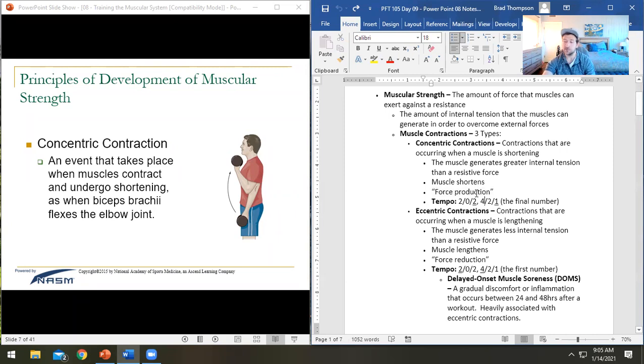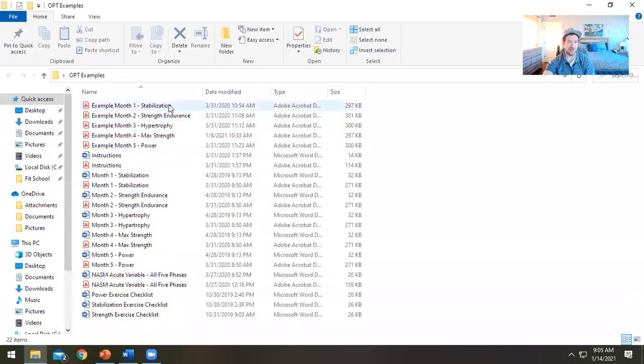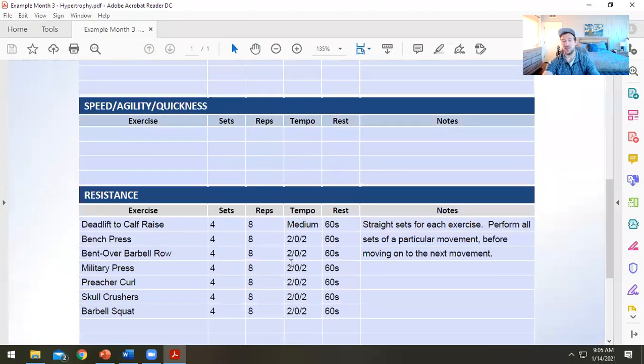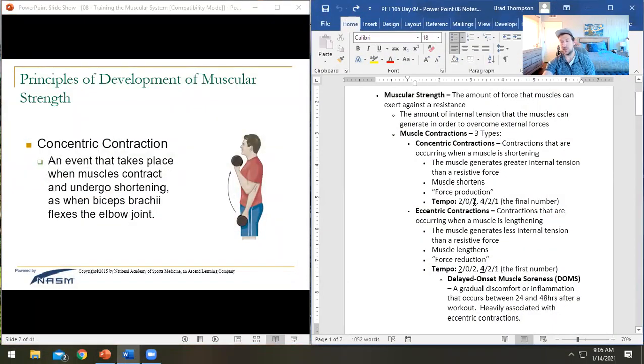And like I've mentioned before, when we are writing tempo inside of a workout, if we pull up an OPT example here, here's a hypertrophy workout. When we look at that and we're telling our clients what tempo we want them to move at, usually we describe it with these numbers. The first number is always the eccentric portion of the lift. The middle number is always the isometric portion of the lift. And the concentric is always the last number listed there. We can see it's the two here at the end in a 2-0-2 tempo, or it's the one here at the end in a 4-2-1 tempo. So when we're listing concentric, we're telling someone how long we want their concentric contraction to be, it's the final number we put on there, right?